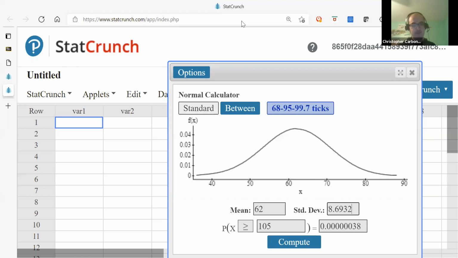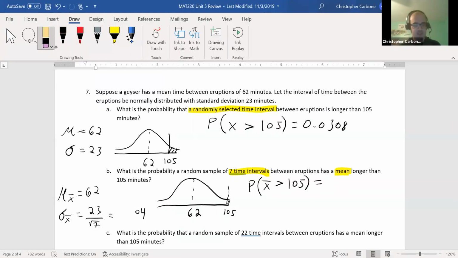So the one on the test is not going to be that small. Let me just very quickly update this standard deviation, as I wrote the wrong one. This is 8.6932. Let me fix that 3. Okay. So 0.00000038. So already a pretty small number.